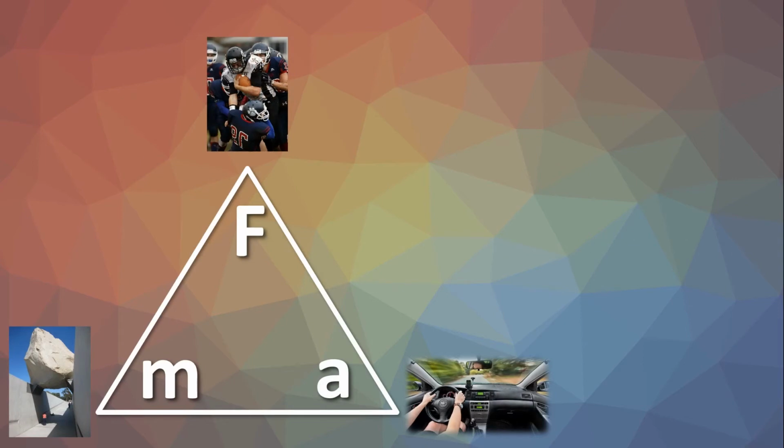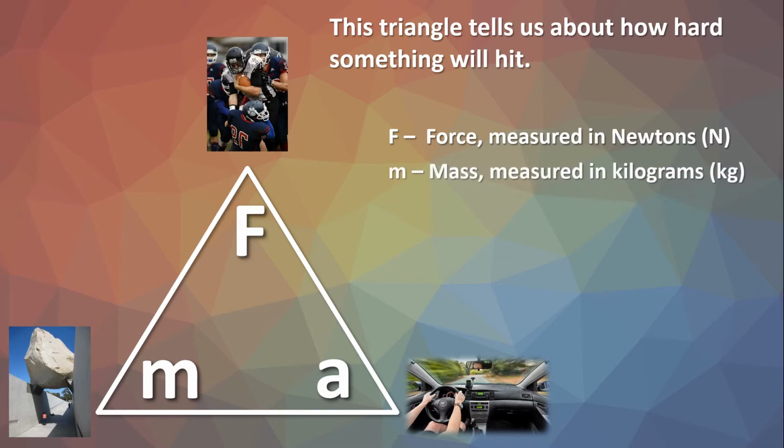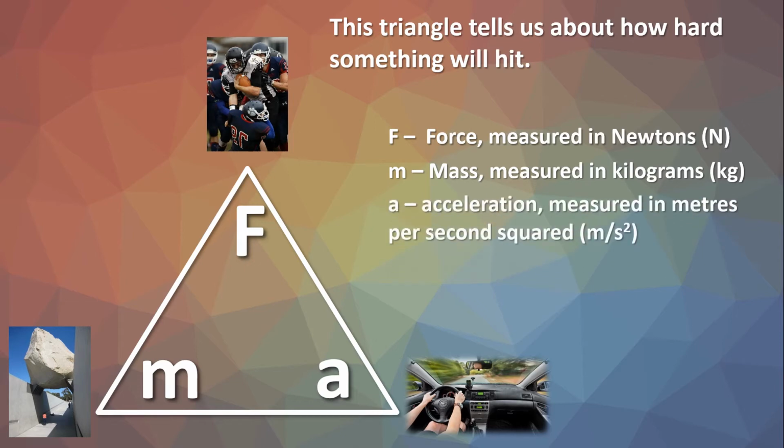So our first triangle is F equals ma. This is sometimes called Newton's second law, and it's about how hard things hit. F in this equation is force measured in newtons. M is mass measured in kilograms, and A is acceleration measured in meters per second squared.